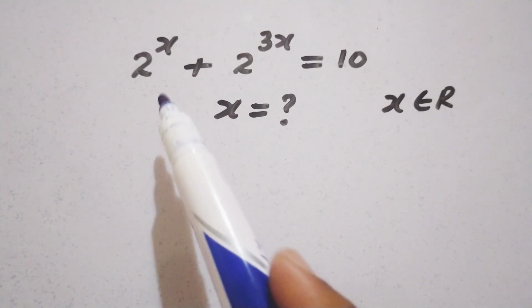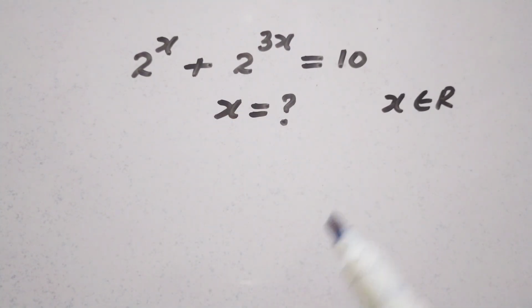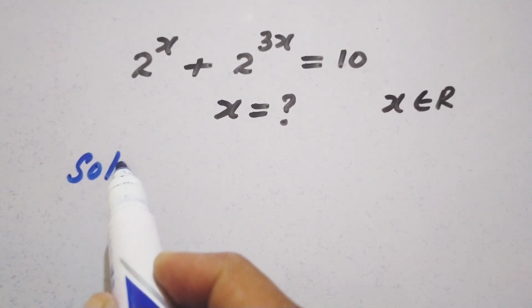Welcome to solve this very nice problem for the value of x. 2 power x plus 2 power 3x is equal to 10 such that x belongs to real numbers. Let's come to the solution.